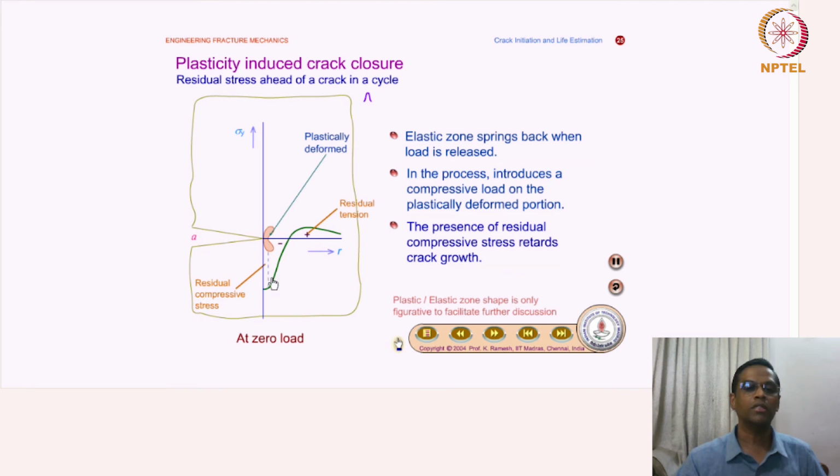Residual compressive stress is here, and this is a residual tension. So you see this kind of residual pattern, and the presence of residual compressive stress retards the crack growth. This is the ultimate idea: the plastic zone ahead of the crack tip facilitates retarding the crack growth. That is one very important idea. This plasticity will also induce crack closure. That's what we are discussing here.